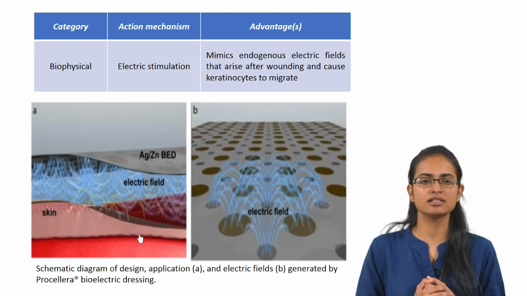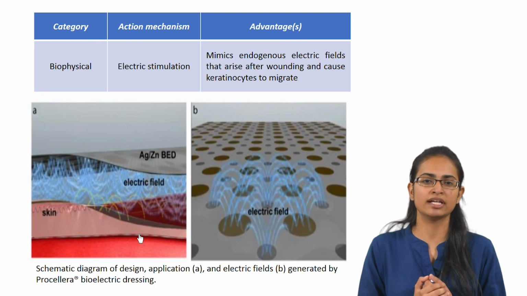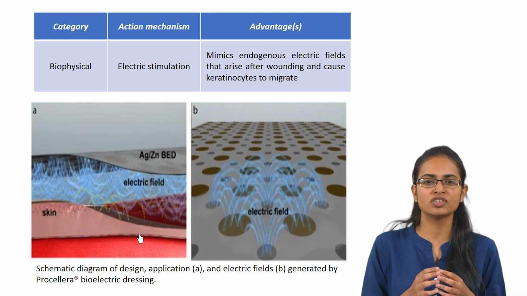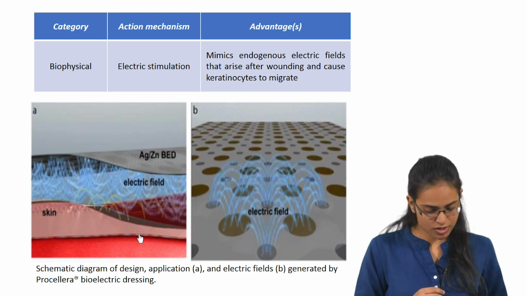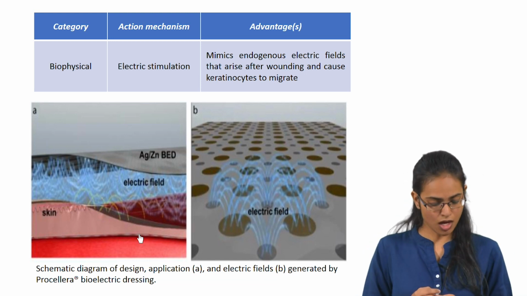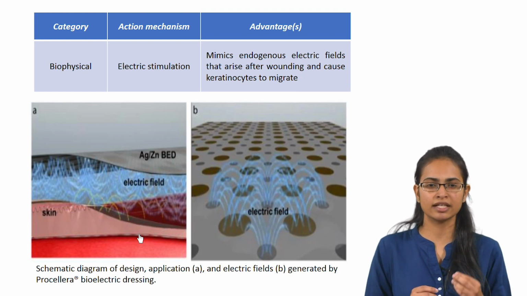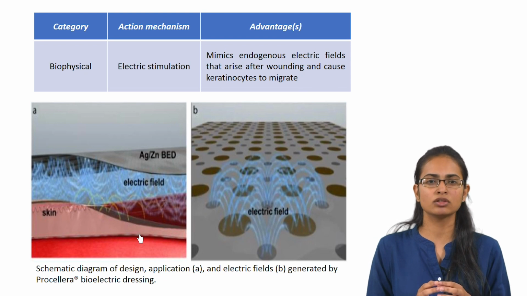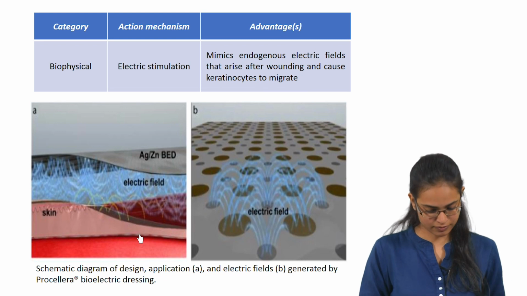Another biophysical signal used is electric stimulation. This is a biomimicry tool. It mimics the endogenous electric fields that arise after wounding and cause keratinocyte migration. Procelera is one such bioelectric dressing. It produces electric currents similar to the physiological electric fields present in the body. It produces micro currents in the range of 2 to 10 microamperes.